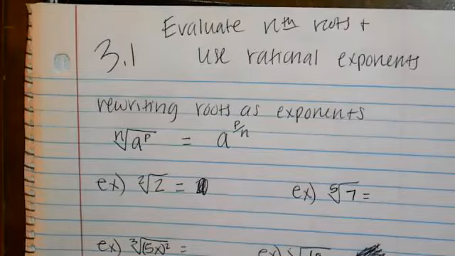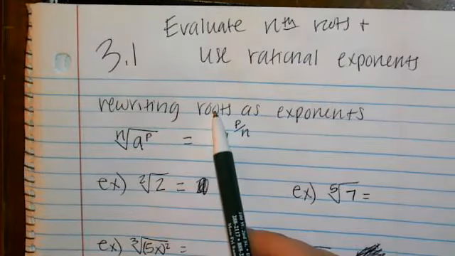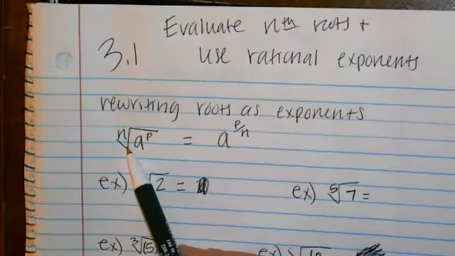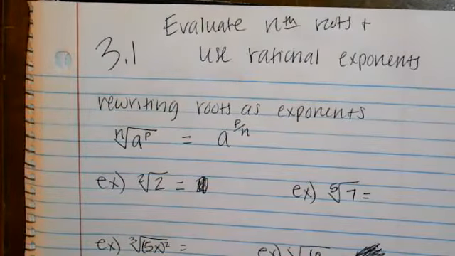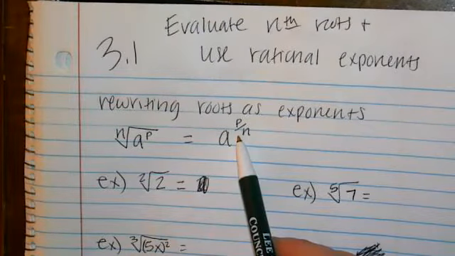So in this first part of 3.1, we want to teach you how to rewrite a radical or a root as an exponent, specifically a rational exponent. So let's dissect some of those words. A root or radical means that we have this radical bar, square root bar, cube root bar, and so on. We're going to turn that into a rational exponent, meaning an exponent that's a fraction.